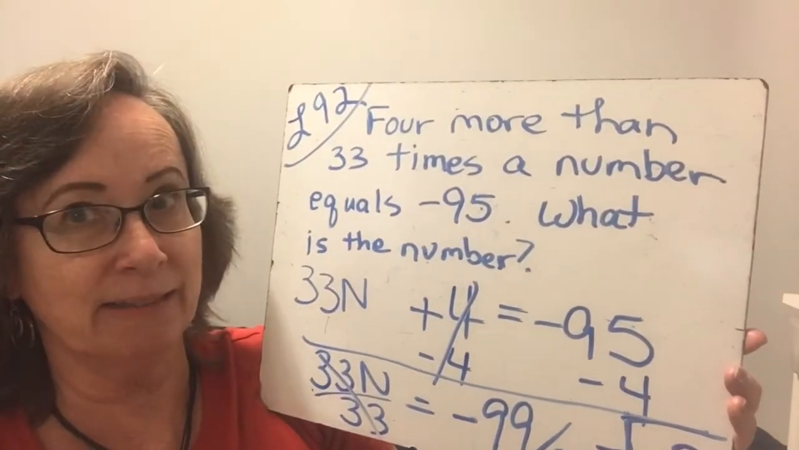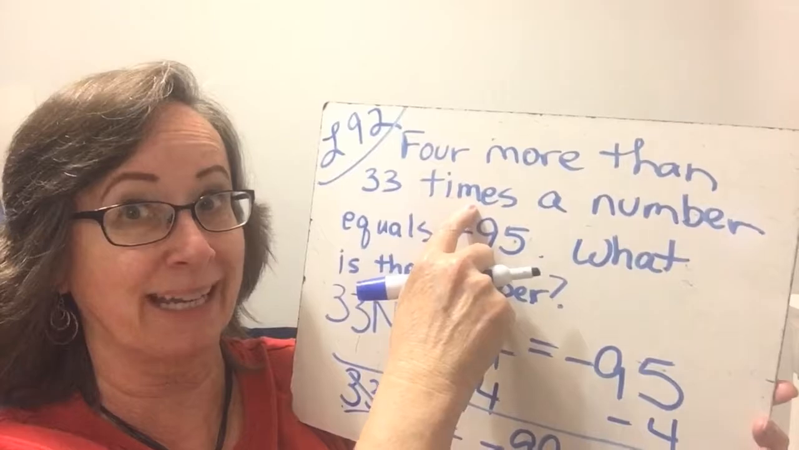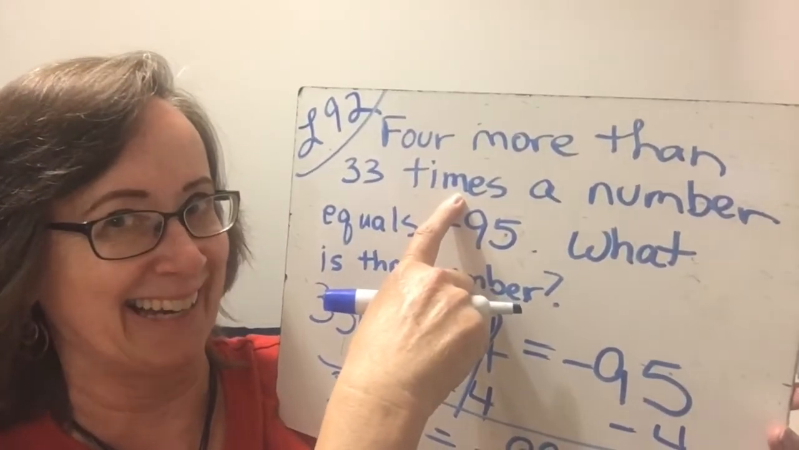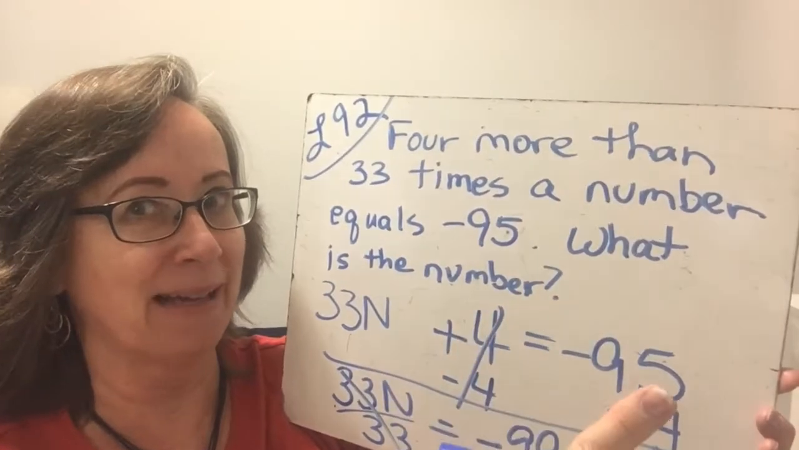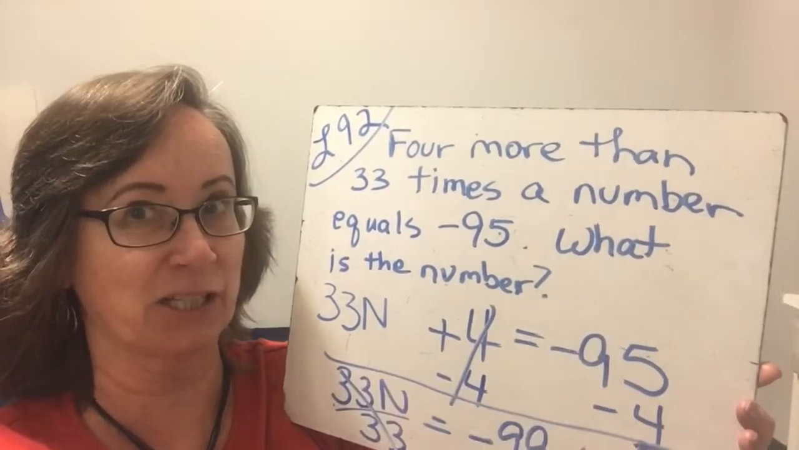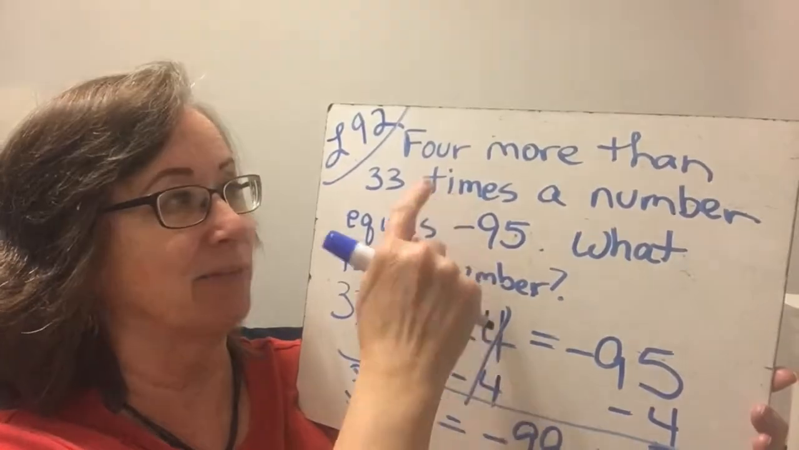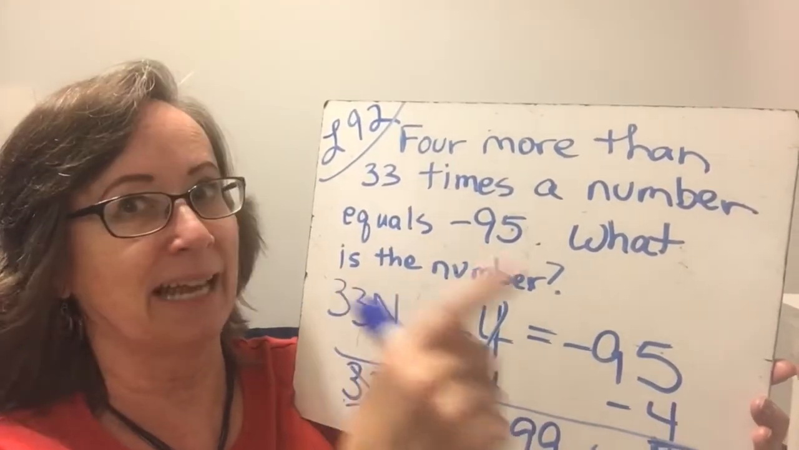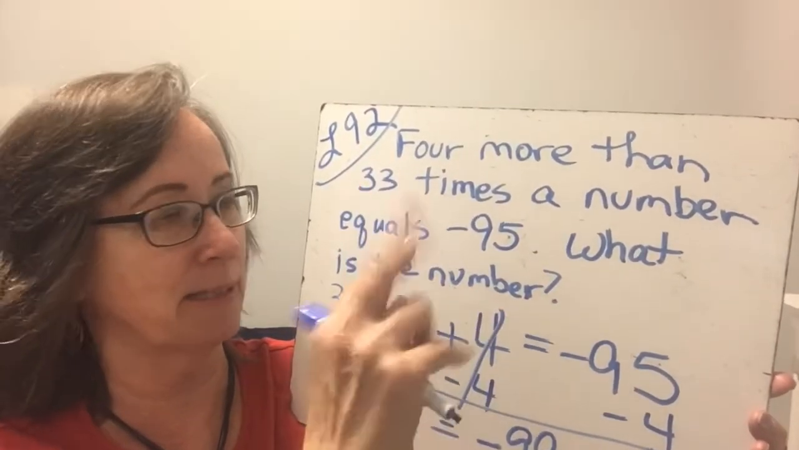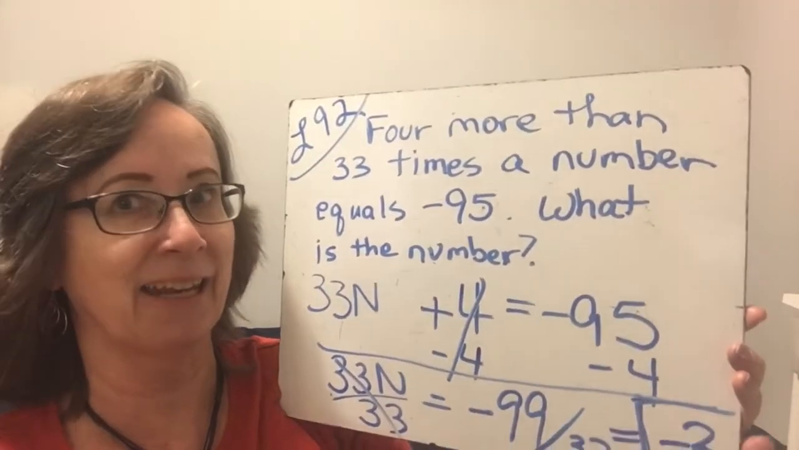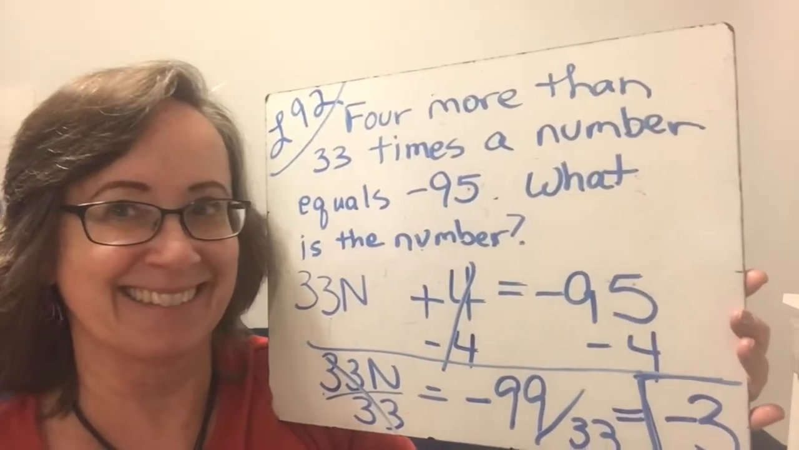So let's check it. We always need to check it. So 33 times a negative 3 is the negative 99. And then 4 more than that would be adding a positive to a negative. So we're really subtracting them, aren't we? So we're going to have negative 99 plus the 4. They're opposite signs. We end up getting negative 95. And that's what we were supposed to get.